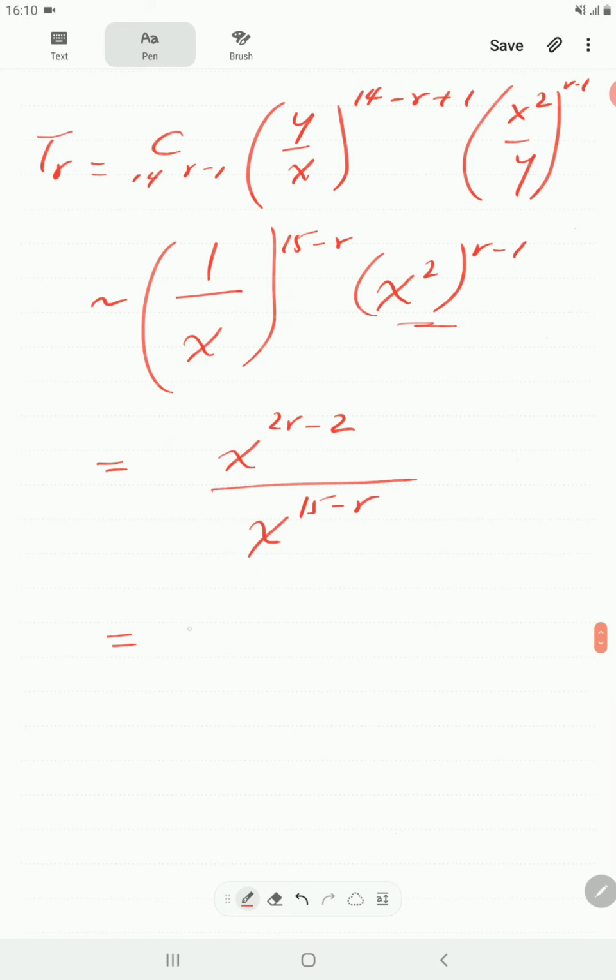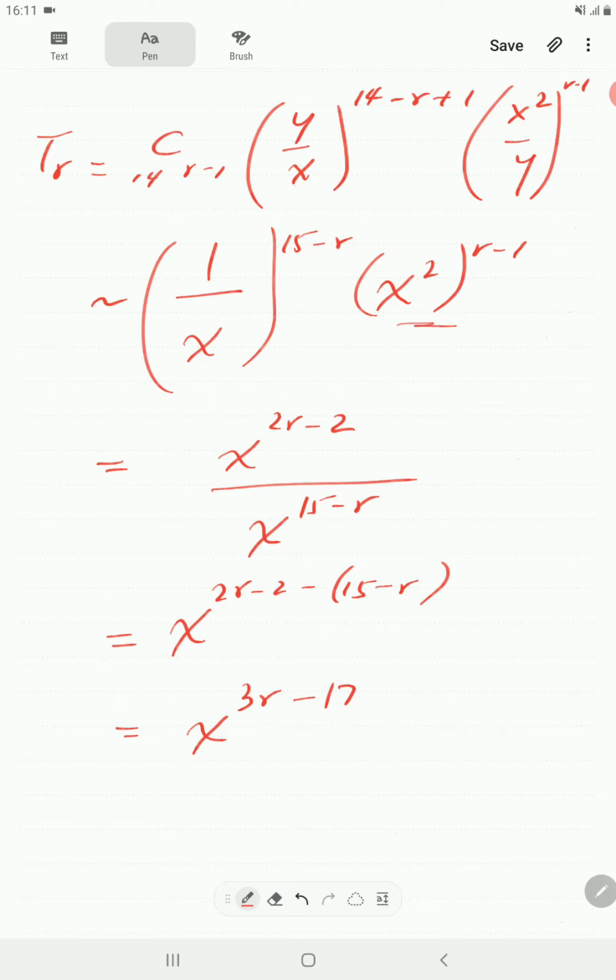Then this is going to be numerator power minus denominator power. So it's going to be x to the power 2r minus 2, take away 15 minus r. So it's going to be x to the power 3r minus 17. Sorry. Okay.